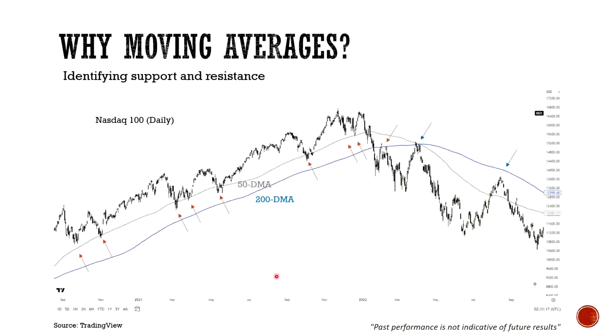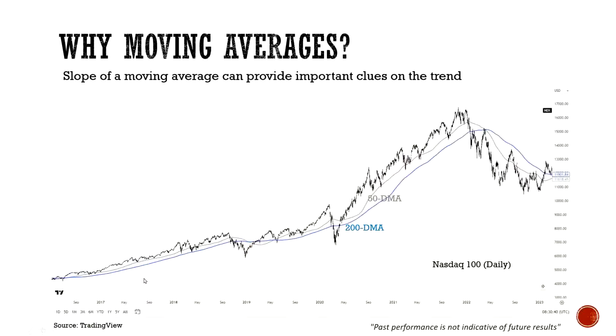If you want to capture corrections and maybe even reversals, then a 200-day, or 200 period, moving average would be something worthwhile exploring. Okay. Next, the slope of a moving average can also give us important cues about the trend.